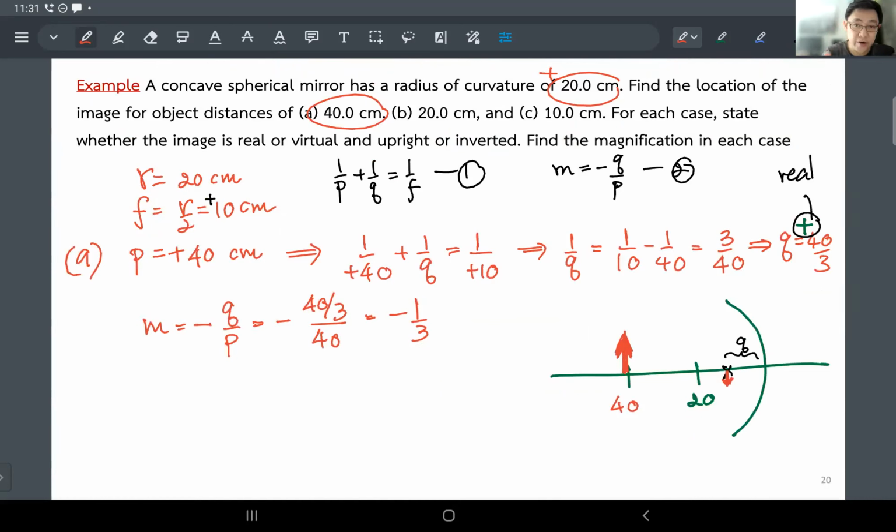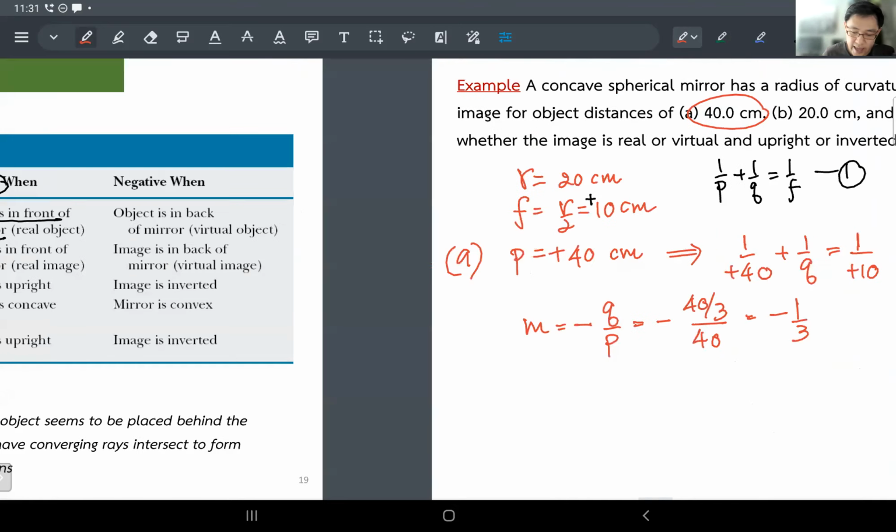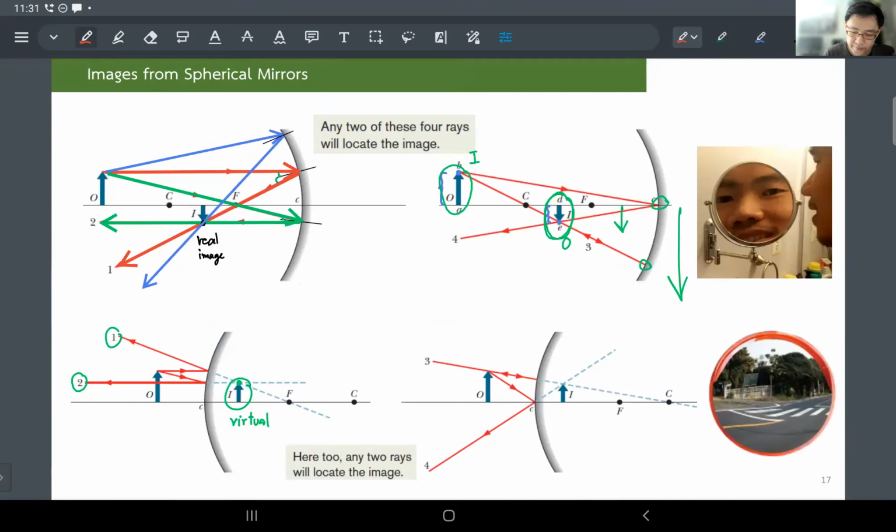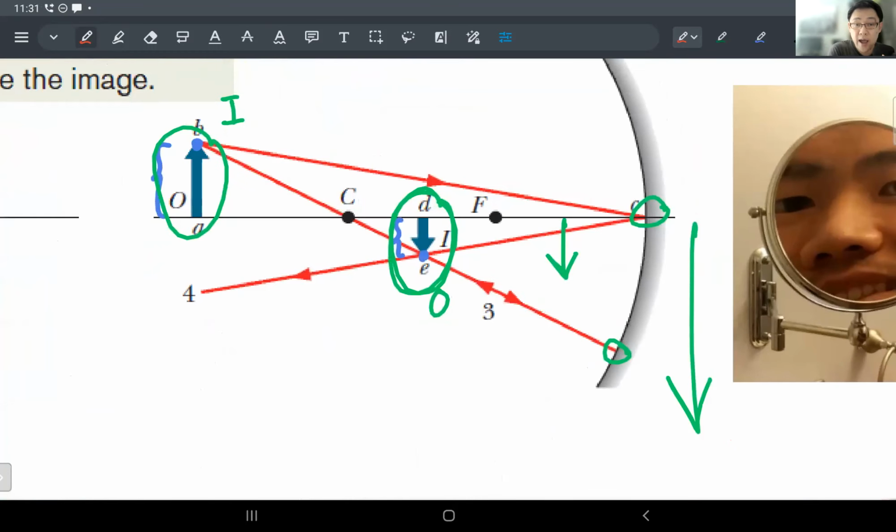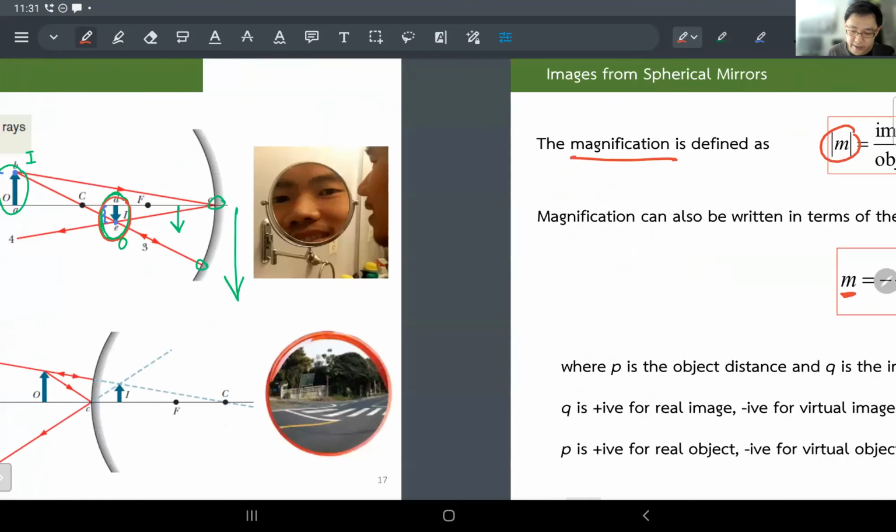All right. And the scenario that you're seeing over here is exactly what you saw back here. When you have an object far away and you try to figure out the image, it turns out the image is in the front, inverted, reduction in size. Cool. All right, try again.